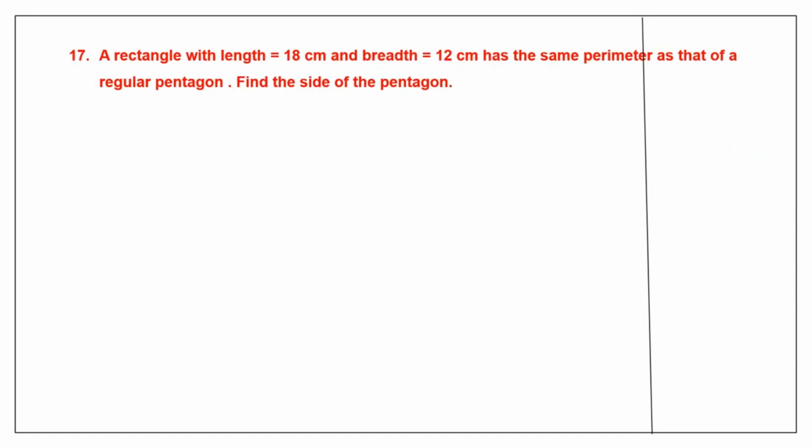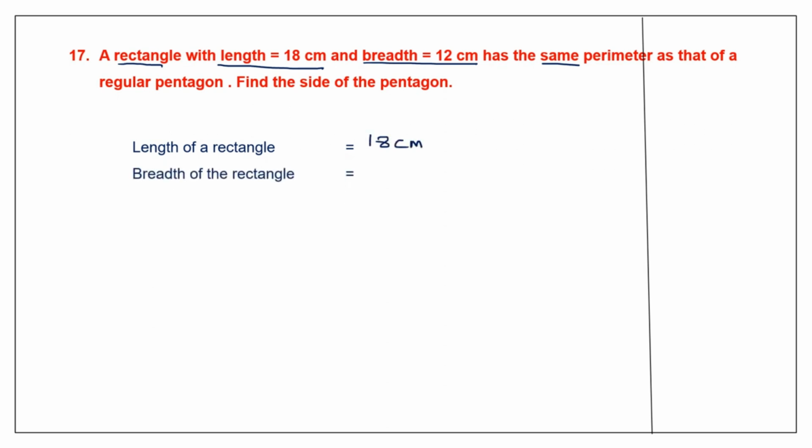Question 17. A rectangle. So this time it's a rectangle with length 18 centimeters, breadth 12 centimeters, has the same perimeter as that of a regular pentagon. Now we have to find the side of the pentagon. What is a pentagon? It's a closed figure with 5 equal sides. So let's begin to find the perimeter of the rectangle first. So length of the rectangle is 18 centimeters.